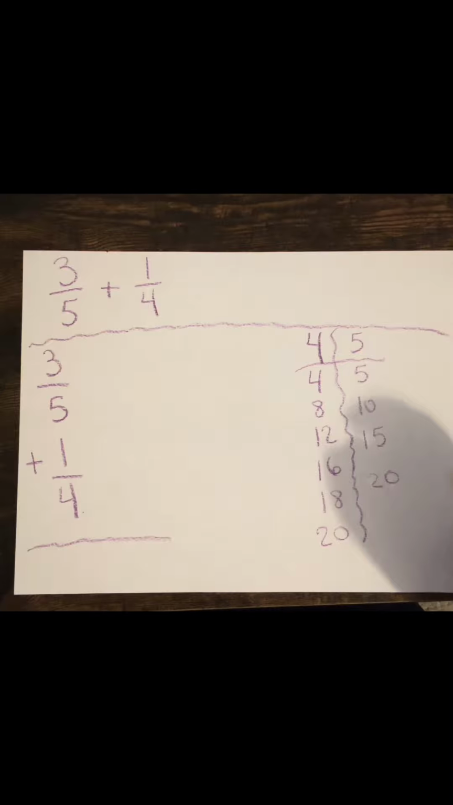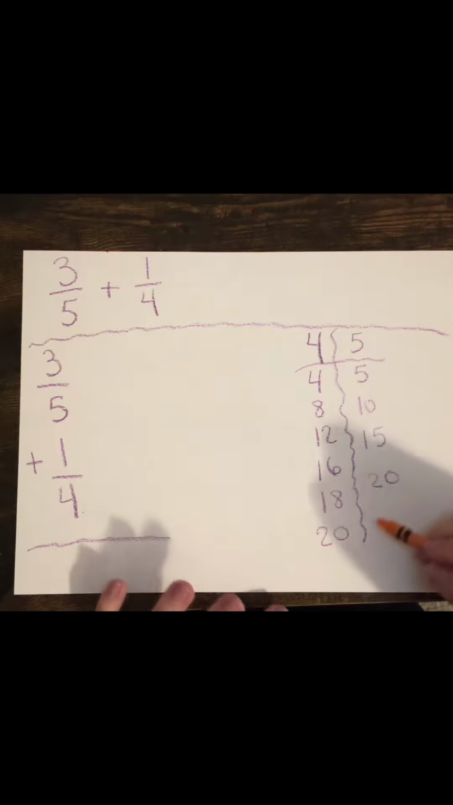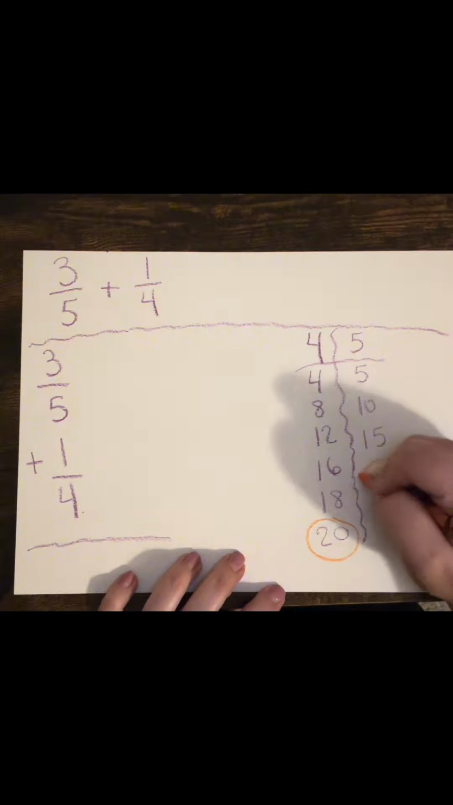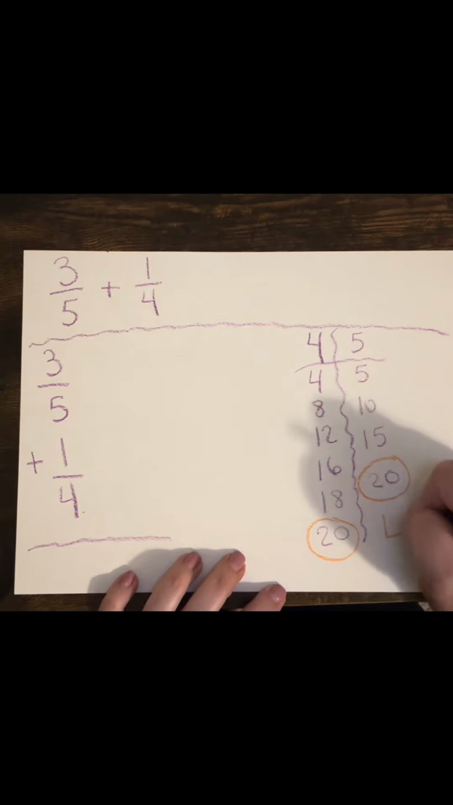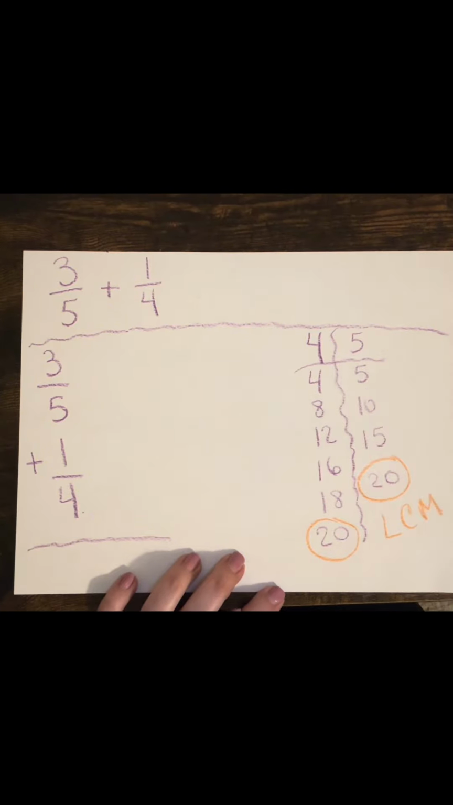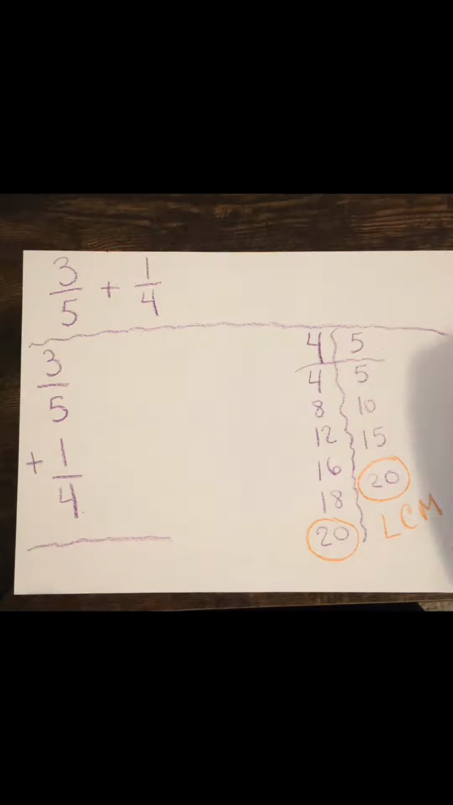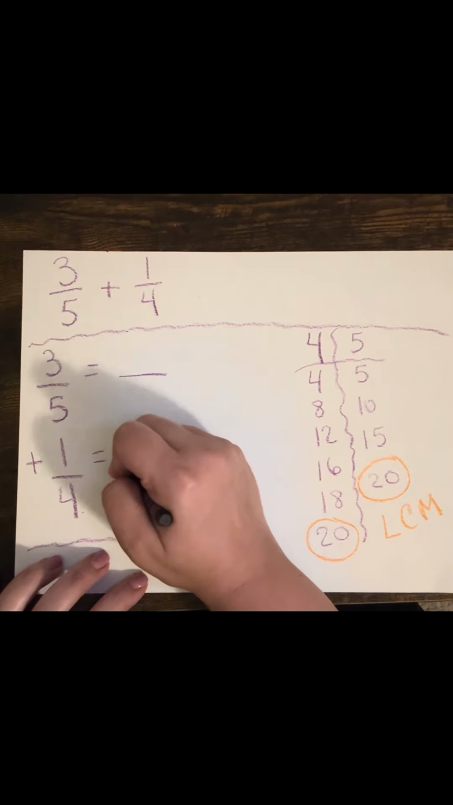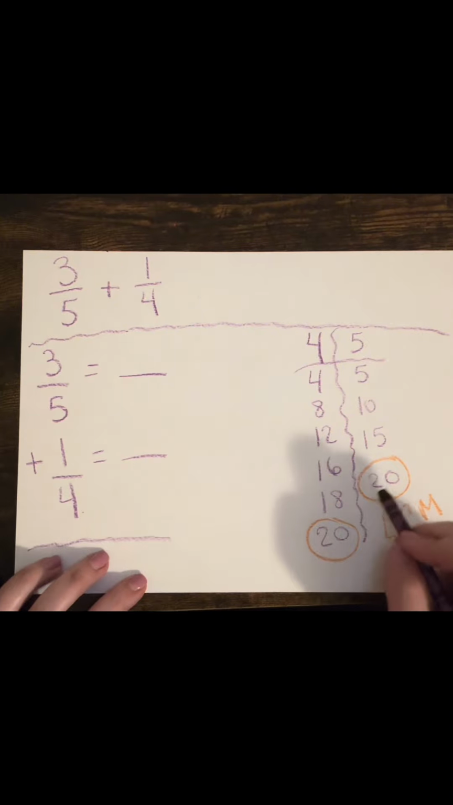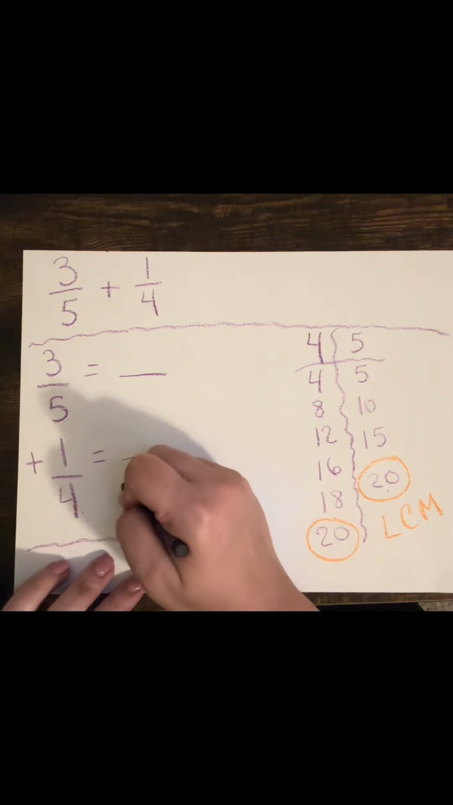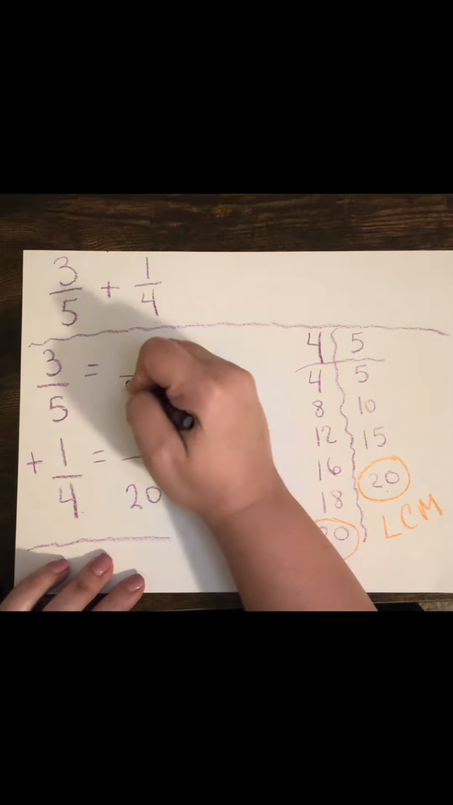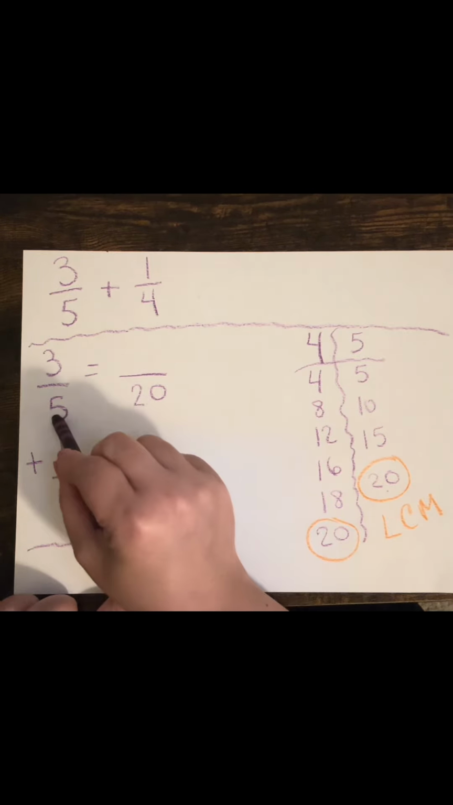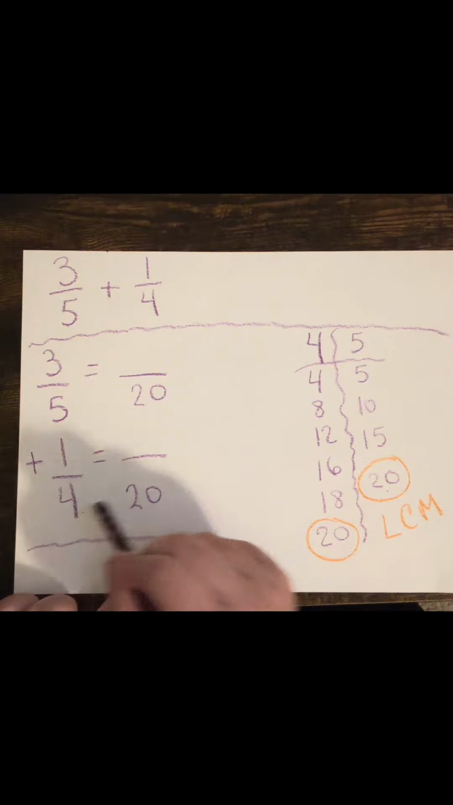Notice that they have a multiple in common, the 20. I'm going to circle these right here. These numbers are least common multiples. We're going to label them with an LCM. And then these are going to become our new denominators. Our LCM of 20 is going to become our new denominators. So notice that we are writing our new denominators next to our original denominators from the original problem.